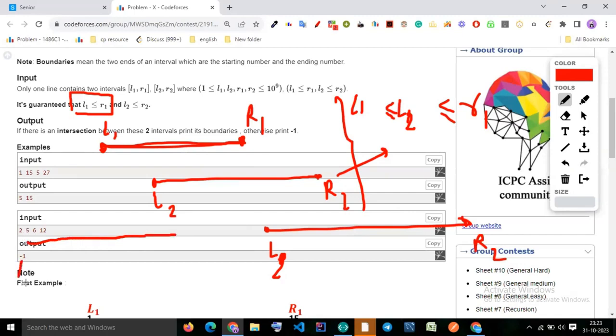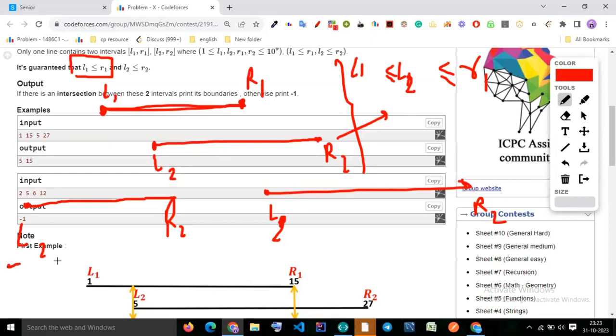Here, L2 is less than L1, and R2 is between L1 and R1. And is there any other case? This one: R2 is less than L1. Okay, so we considered all cases. Yes, you have to understand that these are all the cases that we have considered.